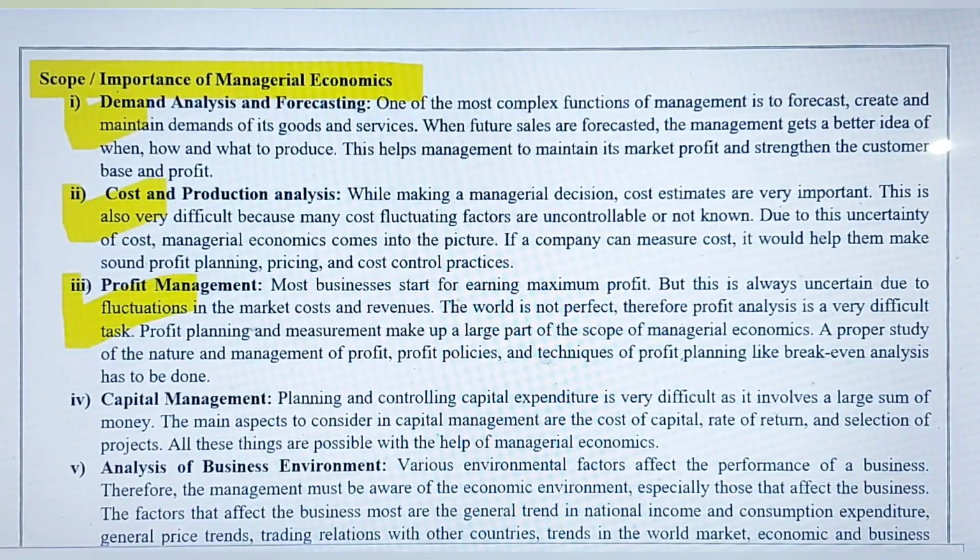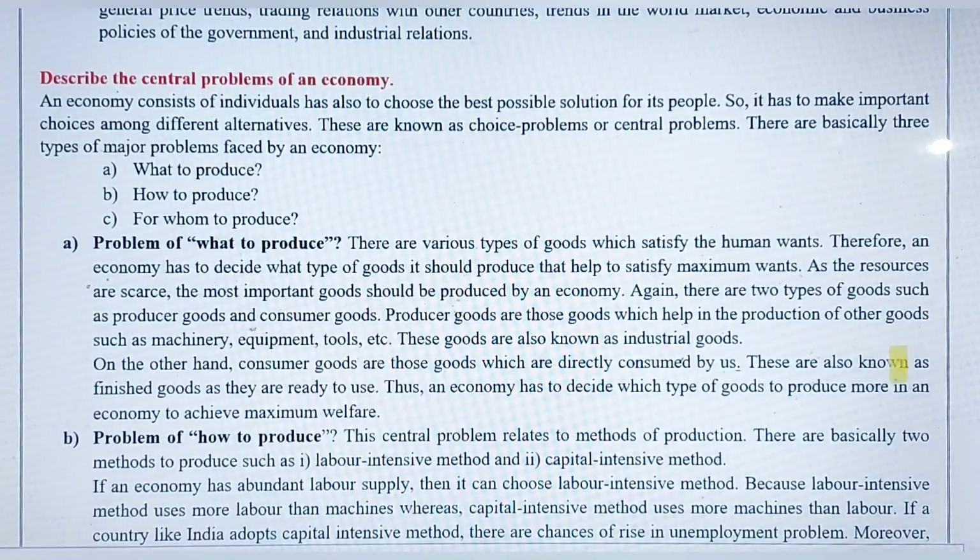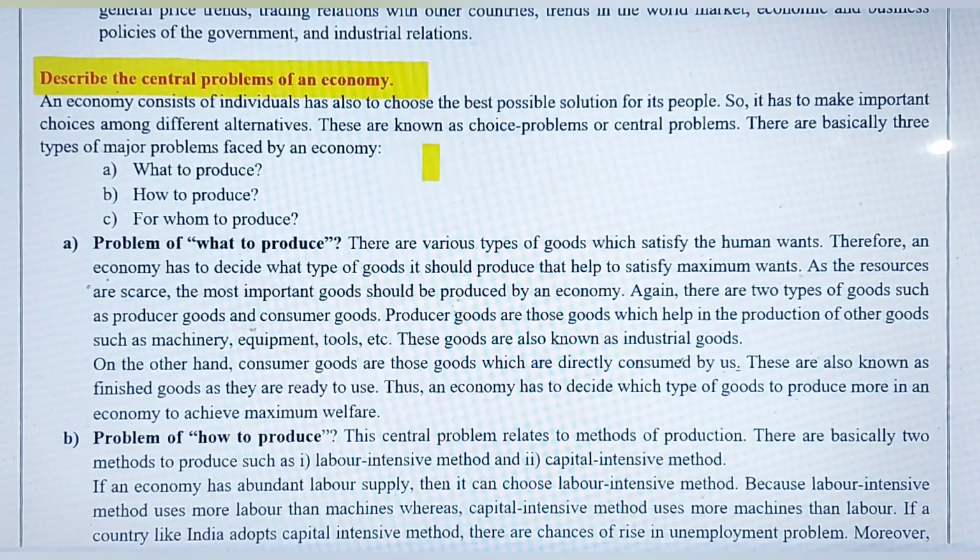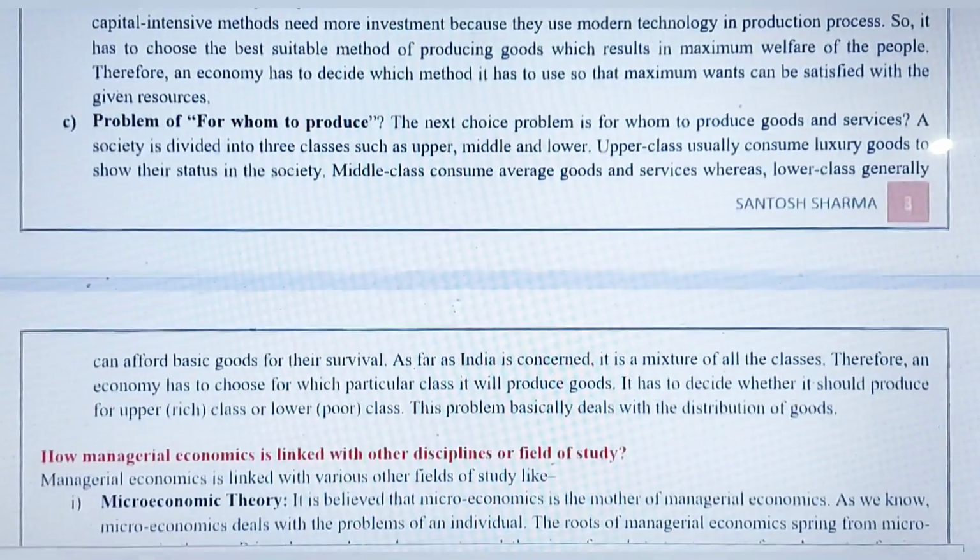So the first question is, what is managerial economics and what is the scope, nature and importance of managerial economics? The second question from this unit, what are the central problems of an economy? Now this question is a very old question for you. We are studying right from class 11 all these central problems of an economy: what to produce, how to produce, and for whom to produce. So define all these. You can get one of these central problems in writing short notes also.